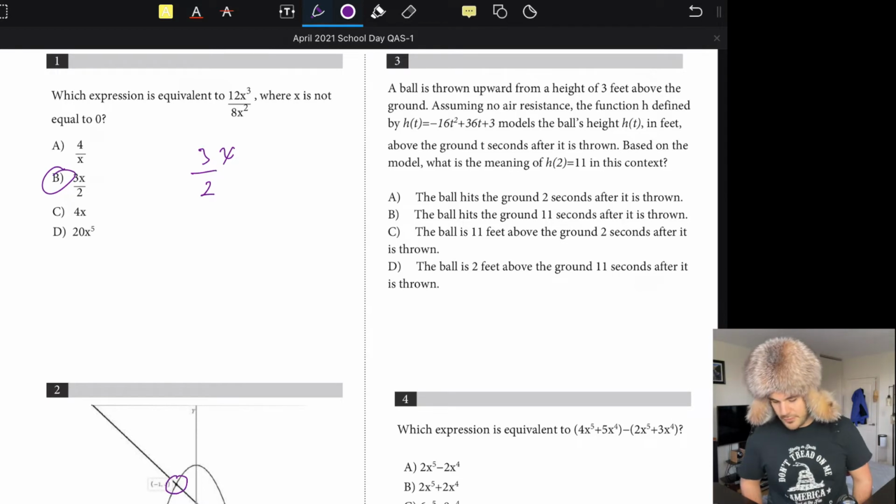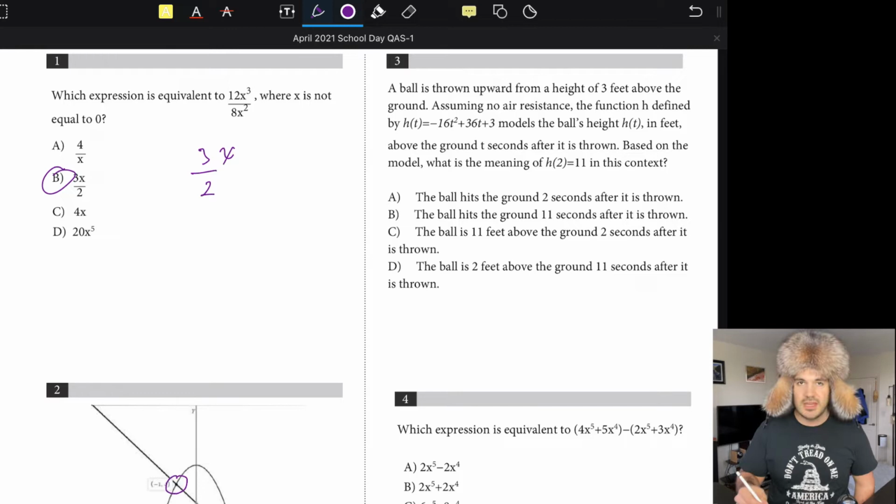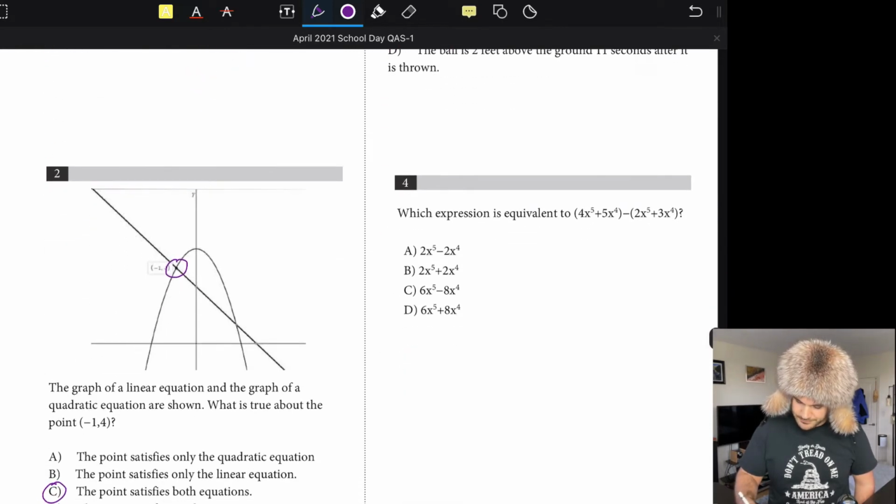That is a mouthful. So basically what they're saying is, when we say that t equals 2, our height is 11. So that means that 2 seconds after it's thrown, the height of the ball should be 11. So that's going to be answer choice C.